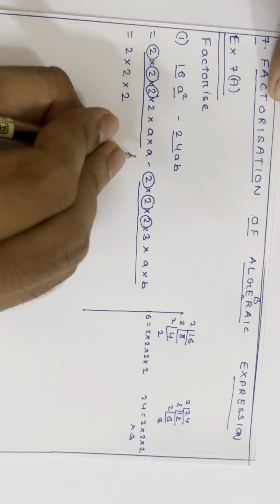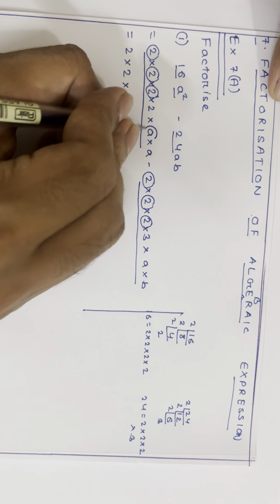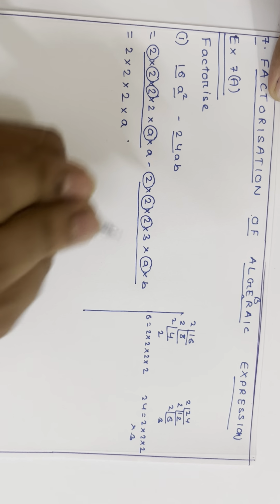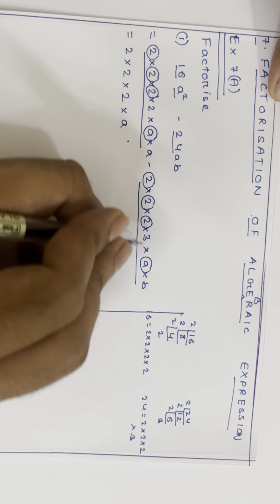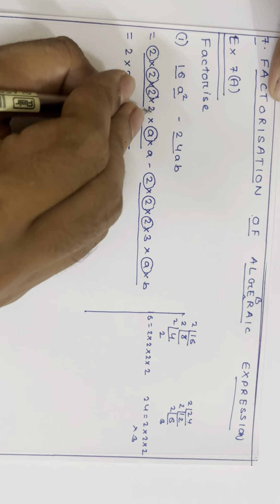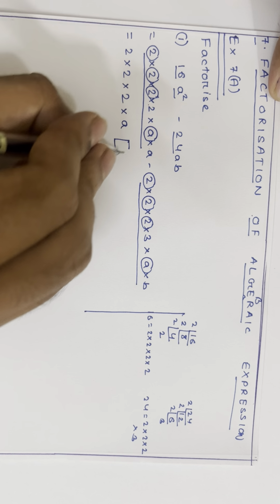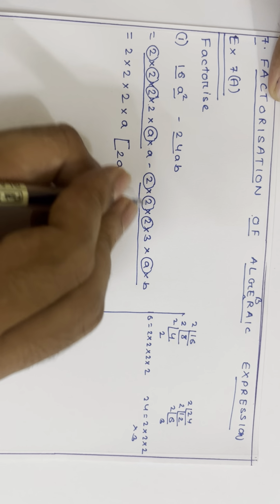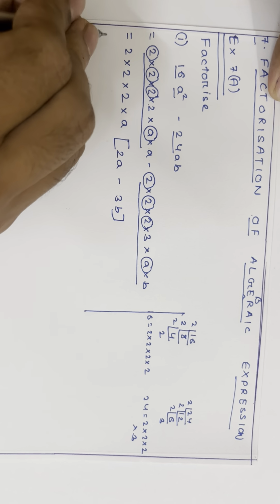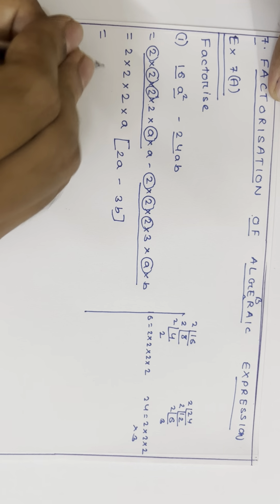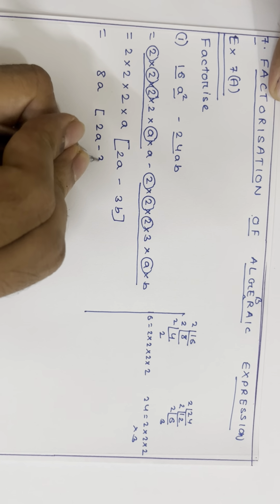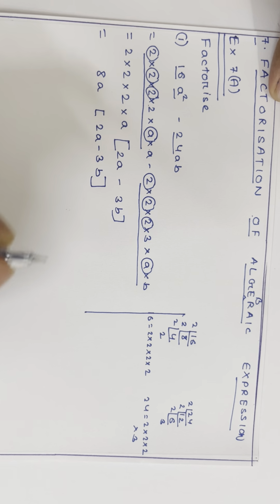Now let's look at the letters. a is here, a is here also, so take a common. Now nothing else will remain common because a is here but a is not here, b is here, b is not here. So put a bracket here. In the first term we are left with 2 into a equal to 2a, minus in the second term we are left with 3 into b equal to 3b. So 2 into 2 is 4, 4 into 2 is 8, 8 into a, 8a, and here we have 2a minus 3b. So our first question is done.